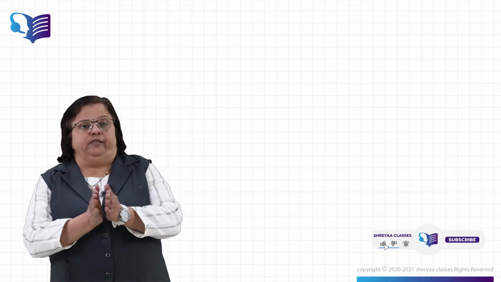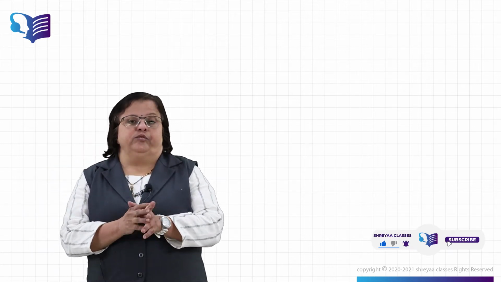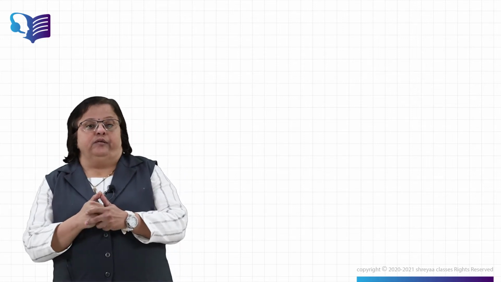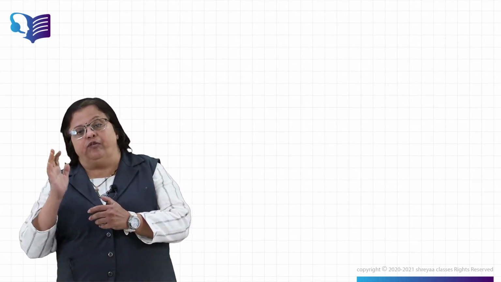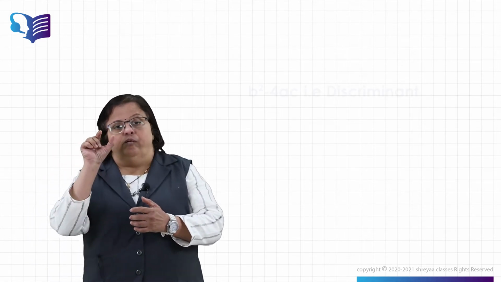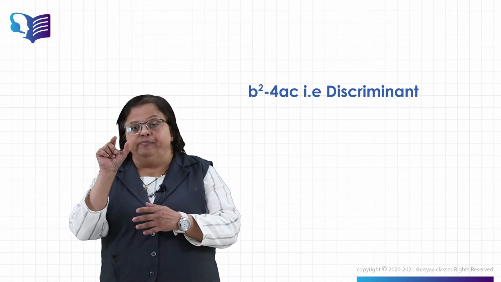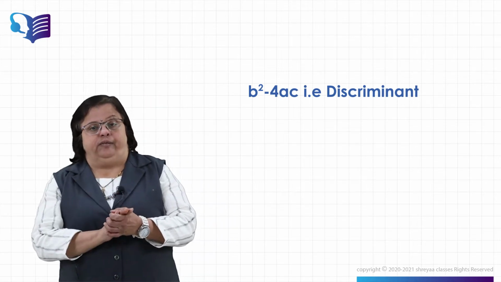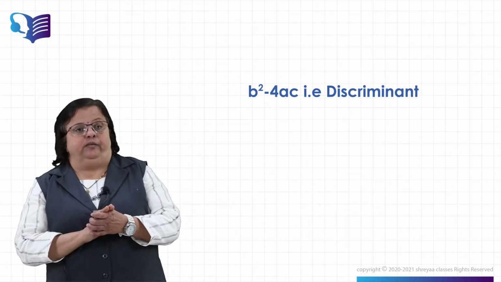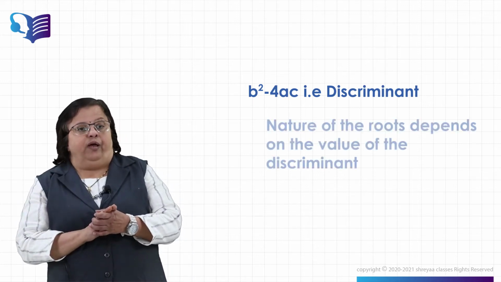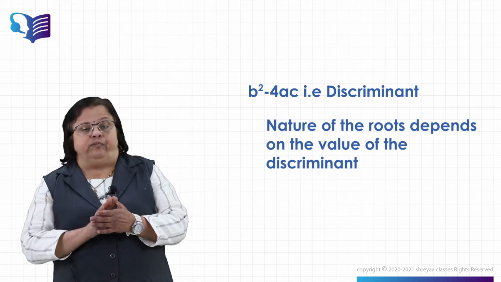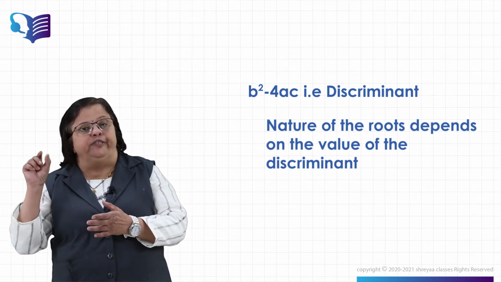Now we have seen the factorization of the quadratic equation. The last method was the factorization by formula method, in which we have seen one part of the formula as b square minus 4ac. That part is called the discriminant value, and the nature of the roots of the quadratic equation depends upon this discriminant.